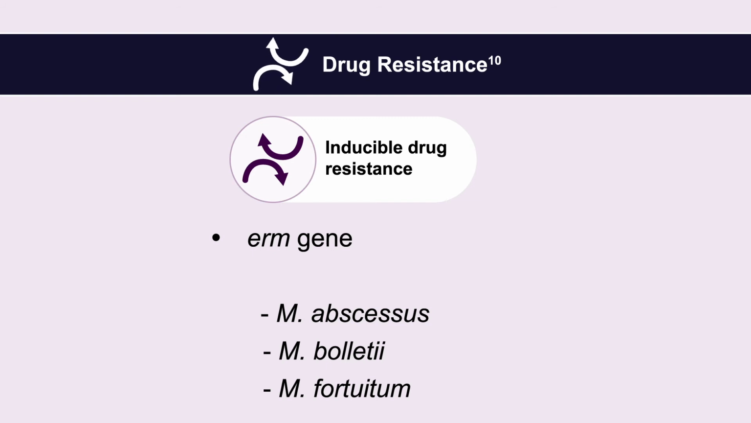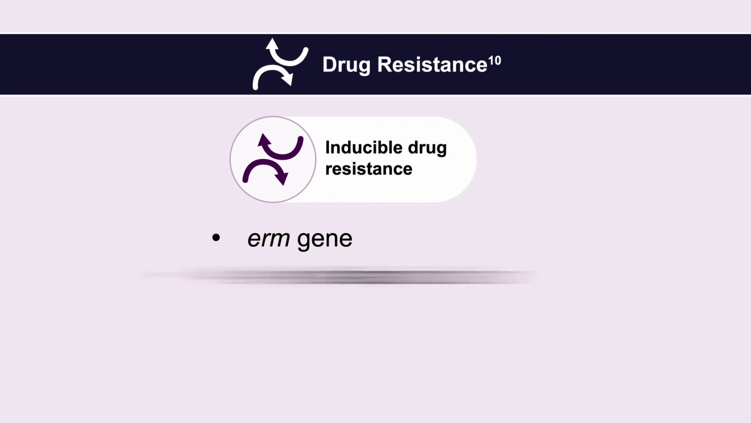So you either have to probe for the gene and show that it's there to alert the clinician that there is inducible resistance, or you need to do a 14-day delayed incubation with a macrolide to see if there's inducible resistance. This is really important because for abscessus, without knowing whether the macrolide is useful or not is a huge problem. Those that are susceptible to macrolides will have much more favorable outcomes than those that do not.